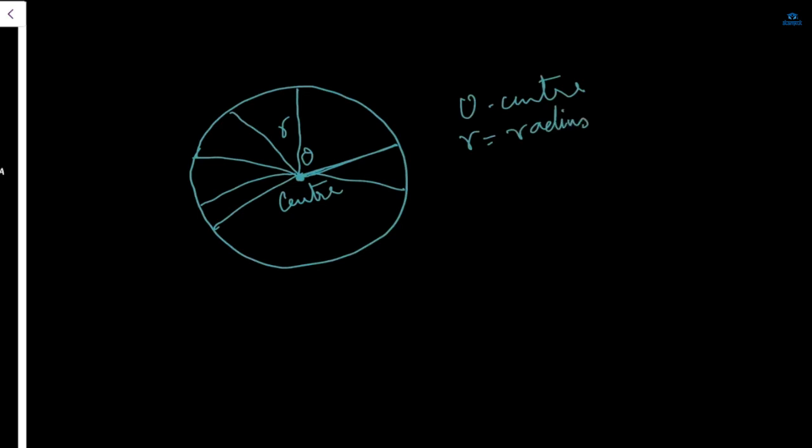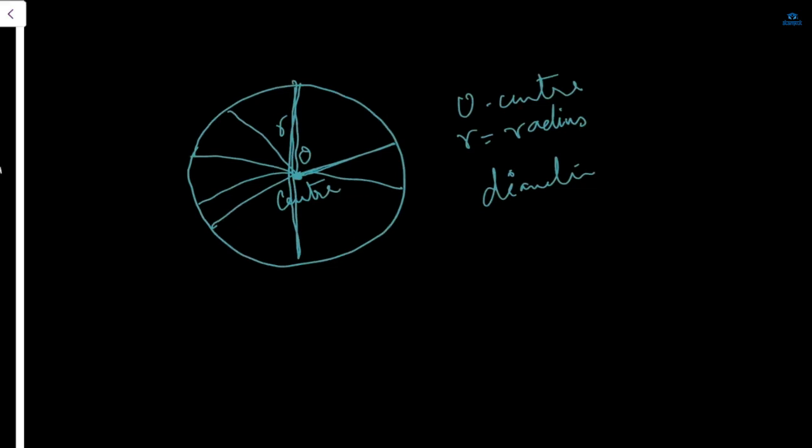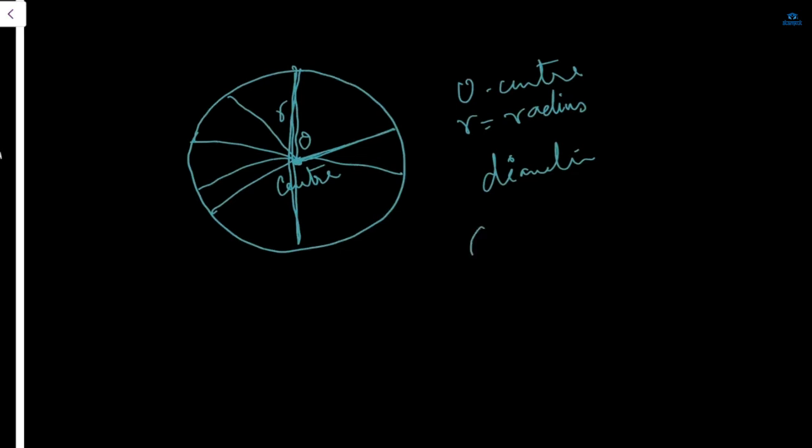And the longest radius is the diameter. The diameter is the longest radius, and it cuts the circle into two equal parts. What does the diameter do? The diameter cuts the circle into two equal parts. Now you may have come across concentric circles. Concentric circles are nothing but circles whose centers are the same. Two circles, three circles, you can call them concentric if the center is the same.